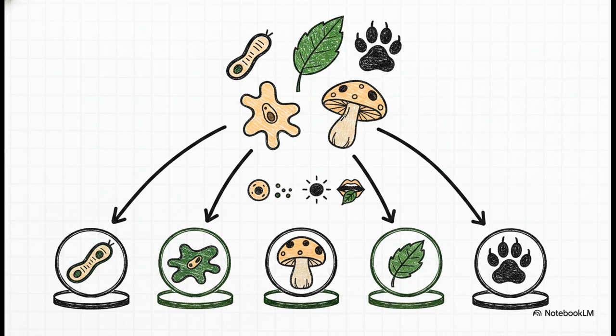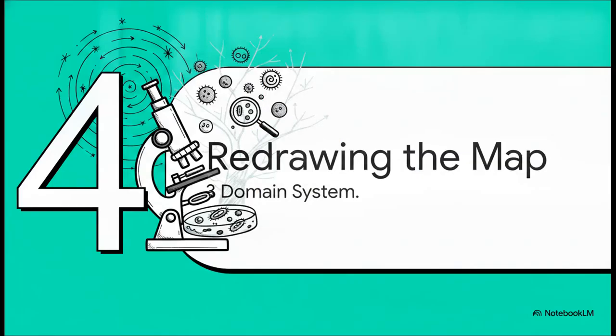He did this using 4 foundational pillars. He looked at whether they had a nucleus, how many cells they had, how they produced or found their food, and finally, how they actually took that food into their bodies. Like, are they fungi simply absorbing it, or animals actively ingesting it? Which brings us to Section 4, Redrawing the Map, Carl Woese and the 3-Domain System.